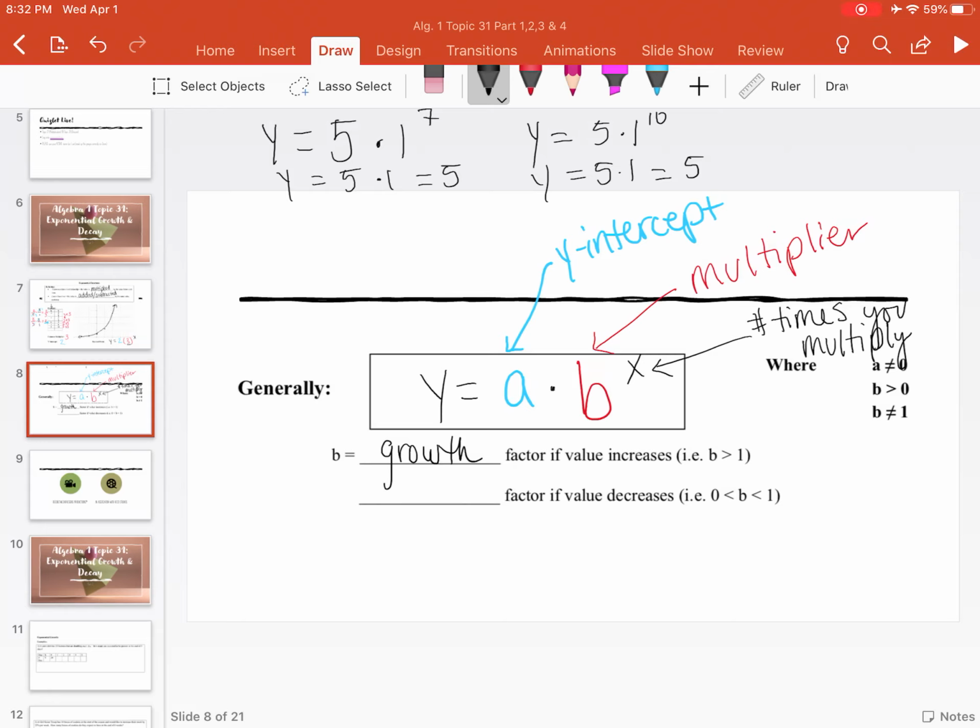Now the opposite is when B is called a decay factor. So that is going to show the opposite in our graph. Instead of going up, our graph will be going down, so it will be decreasing. And that happens when B is anywhere in between 0 and 1. So B could be 1/2, B could be 4/9, B could be 0.65. It can be a fraction or a decimal as long as it is both positive and less than 1.